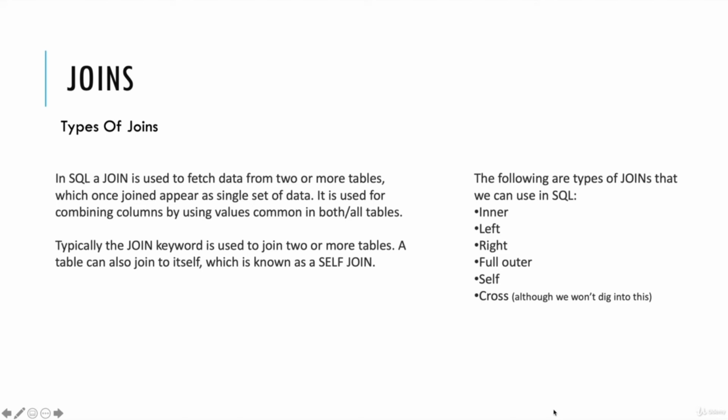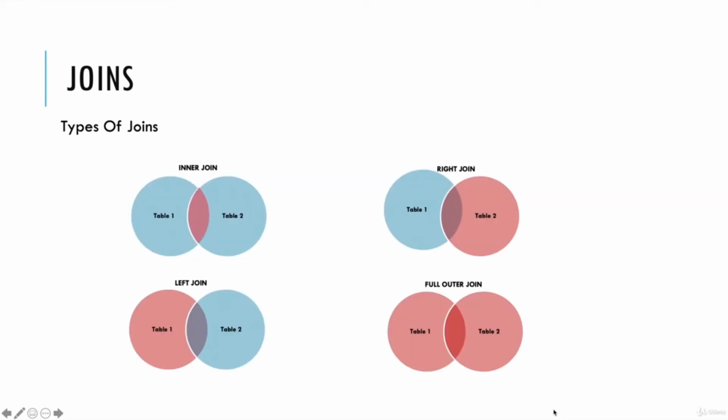So we're going to talk about a couple different types of joins today. We're going to go over inner, left, right, full outer, and self. You should know that a cross join exists. It's basically a Cartesian product. It'll multiply all the possible combinations. We're not going to dig into this, but I wanted to make sure that you knew of its existence.